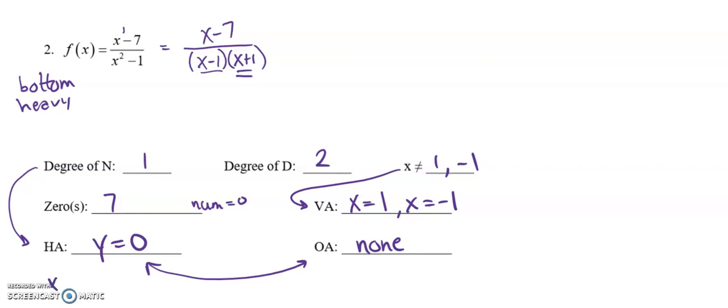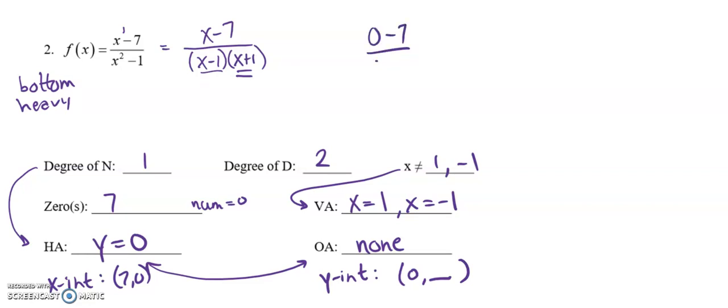Again, if I asked you a different question, what are the x-intercepts? You would say 7, 0. We could also find the y-intercept, which I didn't include on here, but the y-intercept, remember, is at 0, something. Plug in 0 for x, you get -7 over -1, which is 7. So at 0, 7, you'll have a y-intercept. Kind of a coincidence that the x-intercept and the y-intercept are reverses of each other. Doesn't always happen that way.